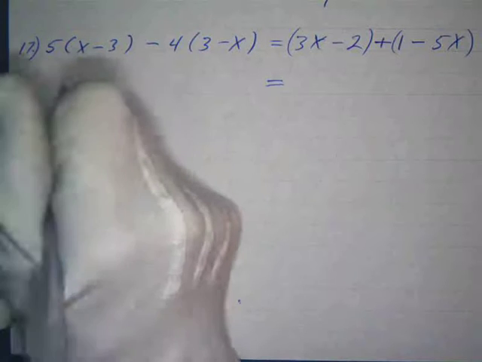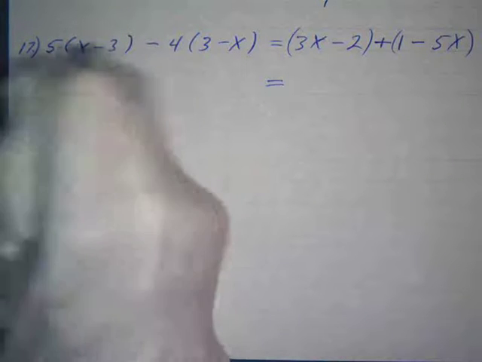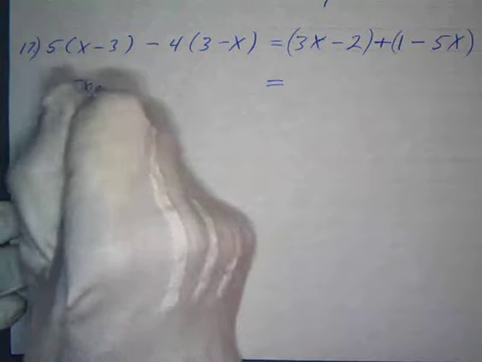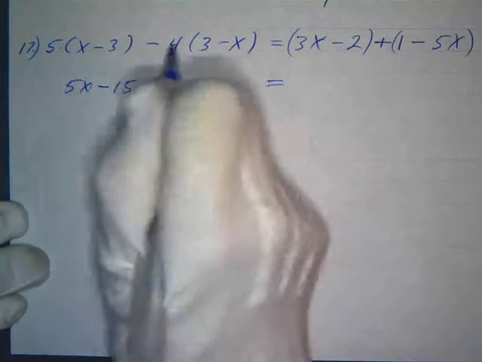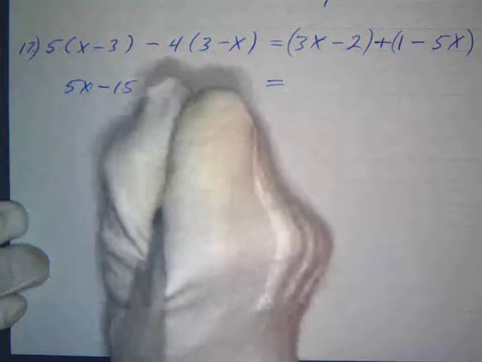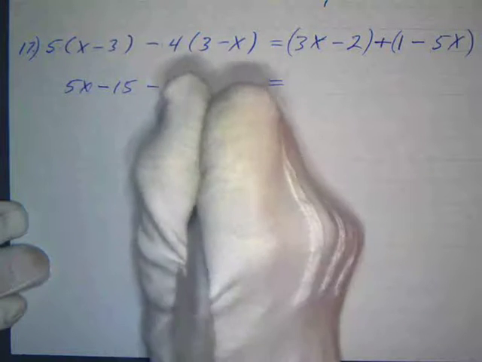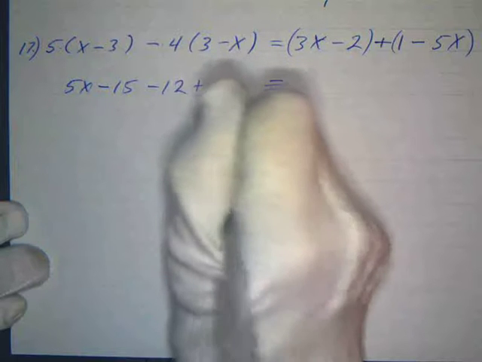5 times x is 5x. 5 times negative 3, a positive times a negative is a negative. 5 times 3 is 15. Negative 4 times 3 is negative 12. And a negative times a negative is a positive. 4 times x is 4x.